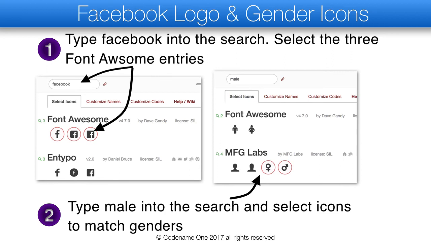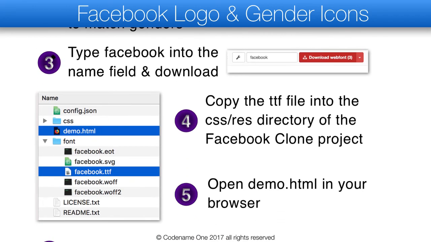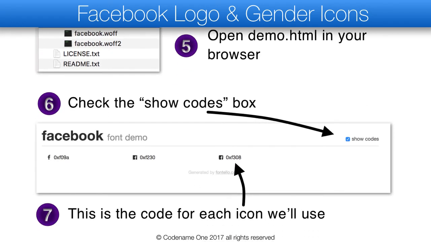Step 1. Type Facebook into the search. Select the three Font Awesome entries. Step 2. Type male into the search and select icons to match genders. Step 3. Type Facebook into the name field and download. Step 4. Copy the TTF file into the CSS res directory of the Facebook clone project. You will need to create the res directory under the CSS directory. Step 5. Open demo.html in your browser. Step 6. Check the show codes box. Step 7. This is the code for each icon we'll use.